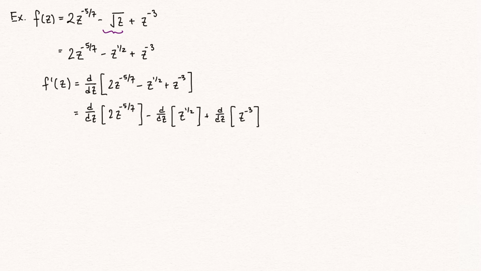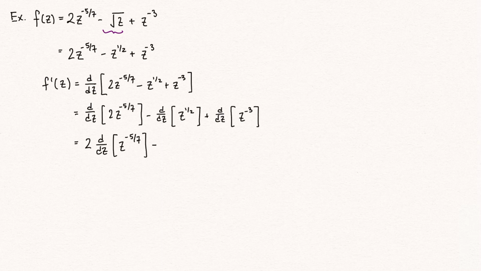Then I see that this first term here still has a coefficient in it, so let me go ahead and factor the coefficient out. So we get 2 times the derivative with respect to z of z to the negative 5 over 7. And for the second term, we can actually take the derivative already, right? Because this is a straight up application of the power rule. So let's go ahead and do that.